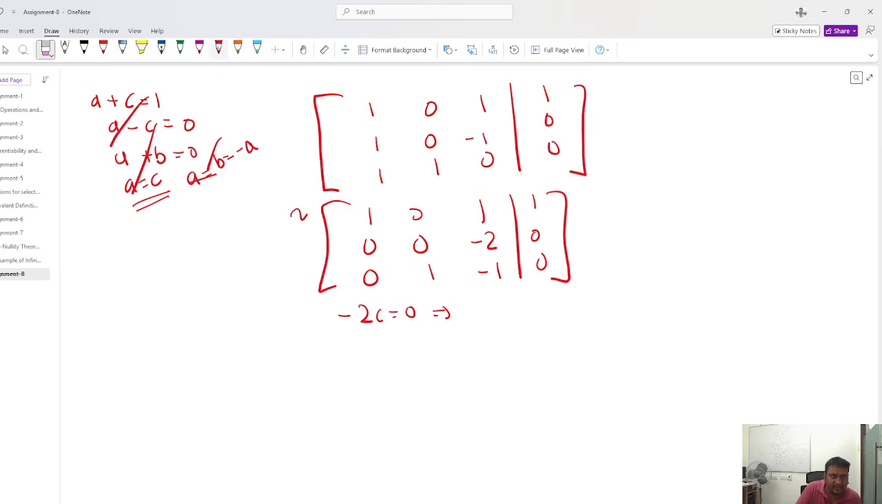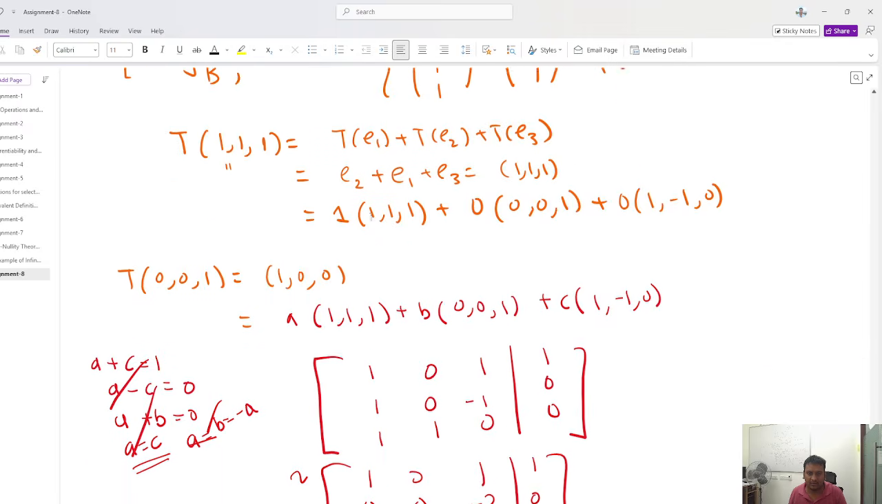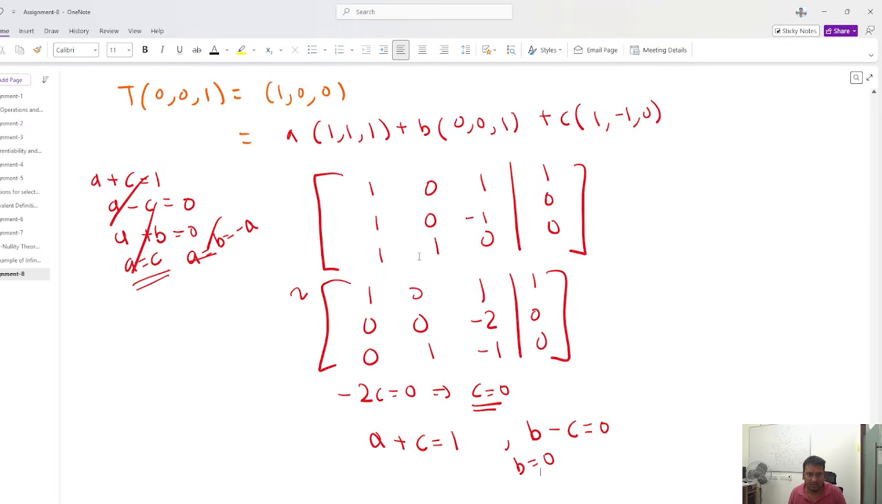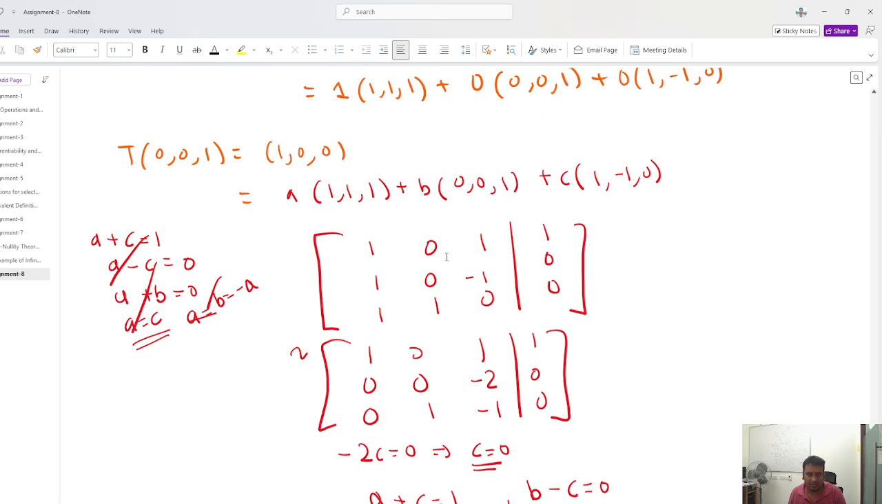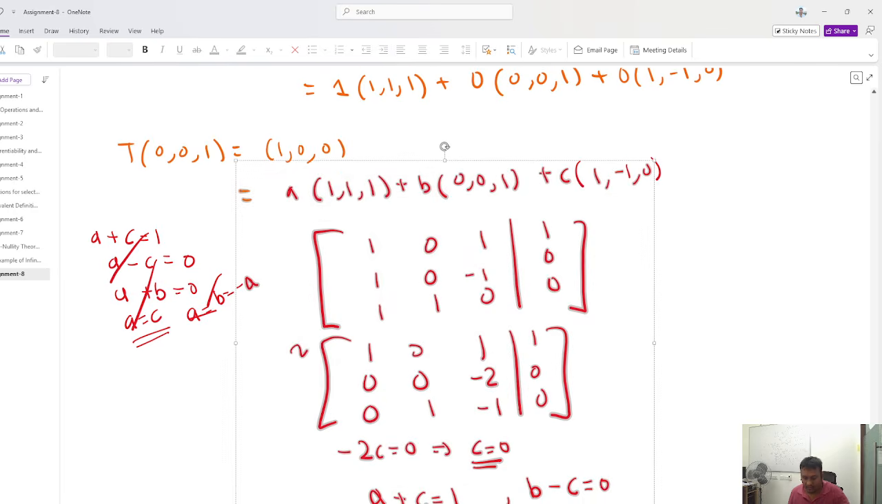So from the second equation, second row, you will get C equal to 0. And you have A plus C equal to 1 for the first one. And you have B minus C equal to 0 from the third one. That's weird. B is 0. Okay, A is 0, B is 0. And oh, I'm an idiot, right? No, no, I'm not an idiot. Something wrong I'm doing. It seems my brain is not working.